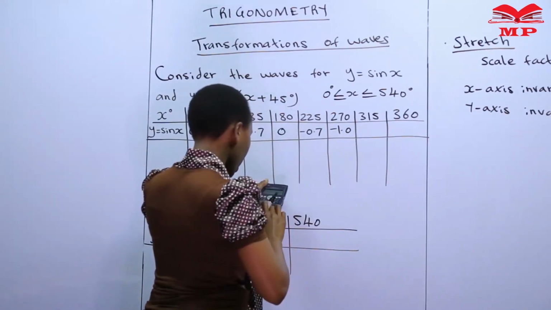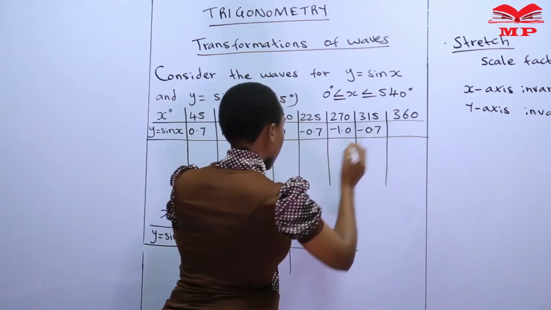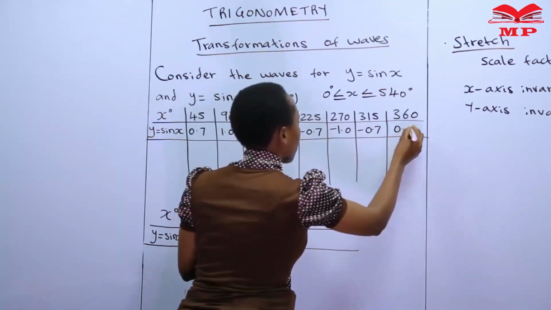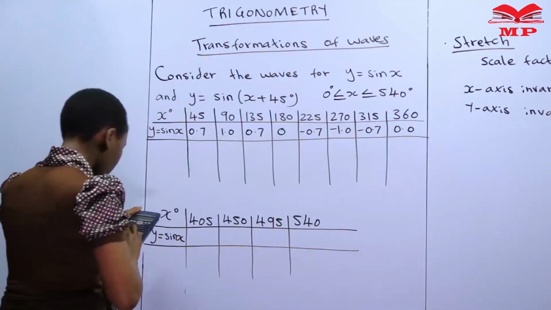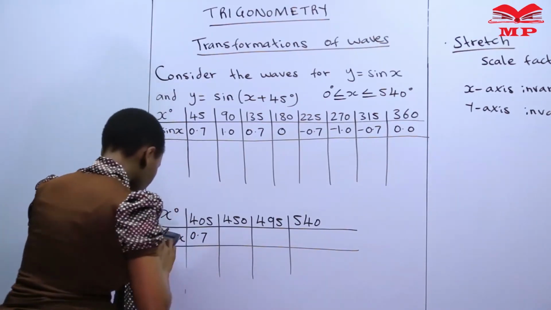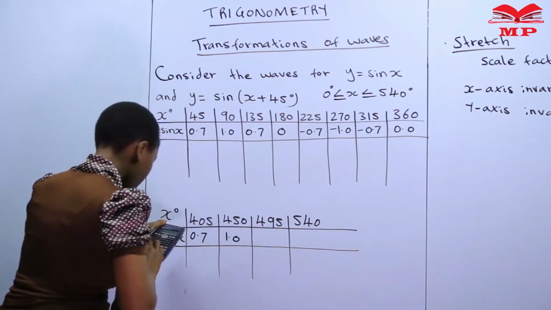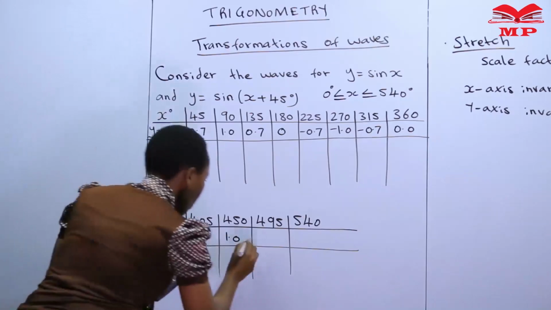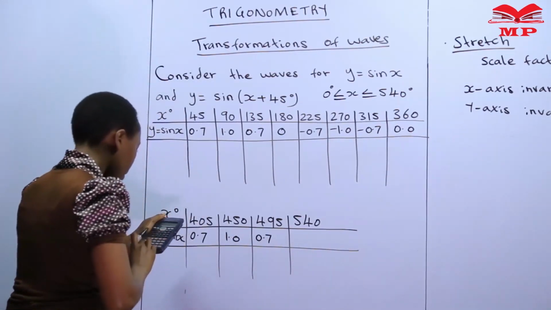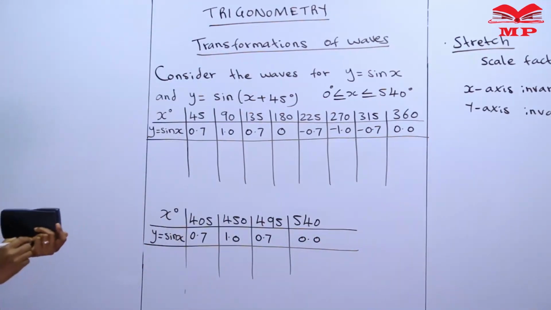We have sine 315, which is negative 0.7. We have sine 360, which is 0.0. Then we have sine 405, which is 0.7. Sine 450, which is 1. We have sine 495, which is 0.7. And finally, we have sine 540, which is 0. That is for the first part.